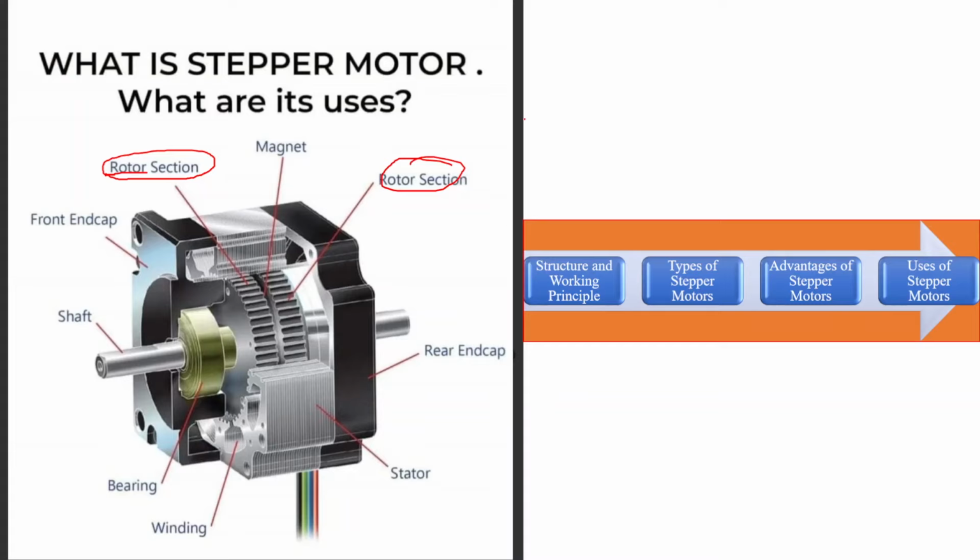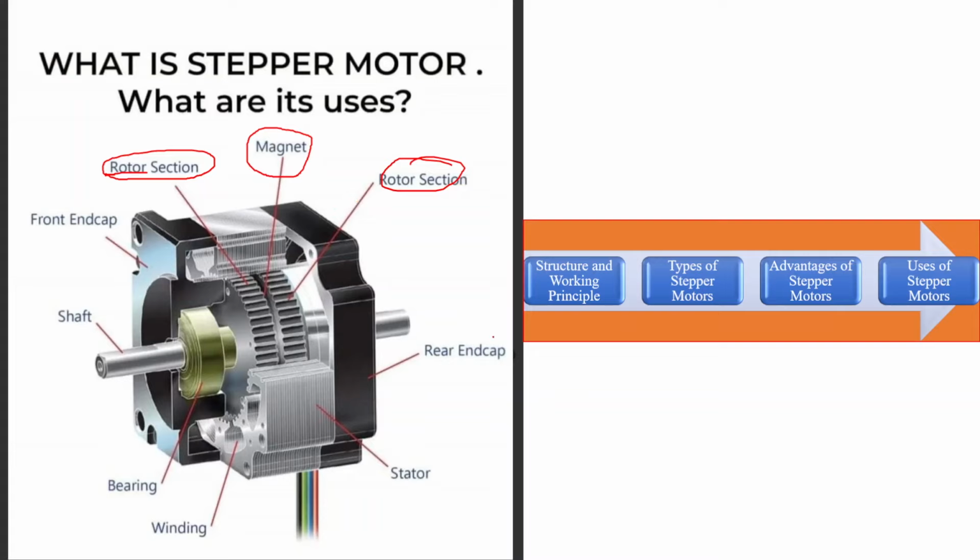Next one we have the magnet. In the permanent magnet stepper motors, the rotor contains the permanent magnet. These magnets create the magnetic poles that interact with the stator's electromagnetic field to produce the motion.